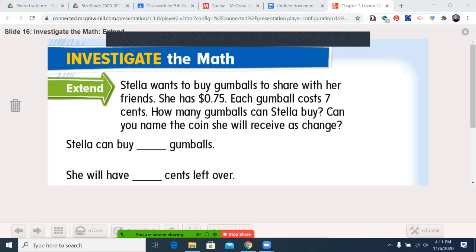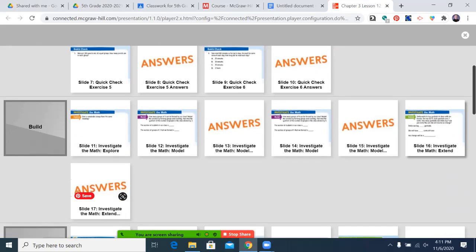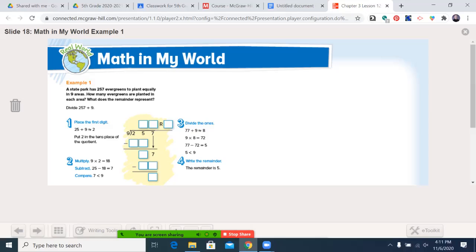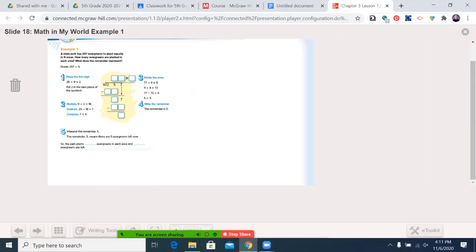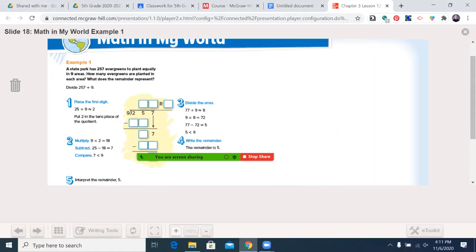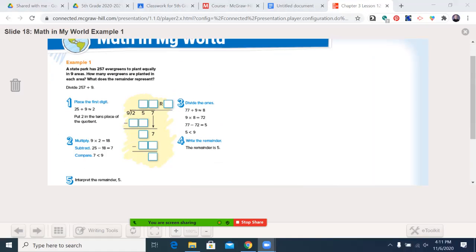All right, so let's go ahead and move into the text. This will be page 227. Make this a little larger. It says, example: a state park has 257 evergreen trees to plant equally in 9 areas. How many evergreens are planted in each area? What does the remainder represent?